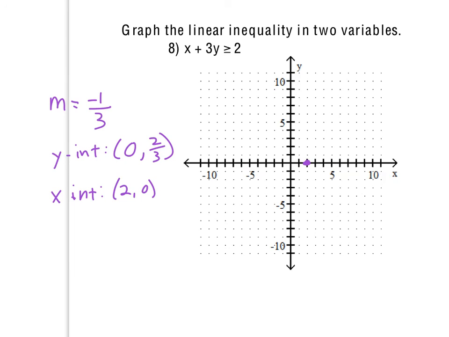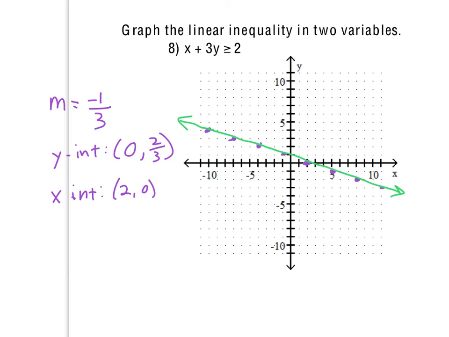Then if we go down 1, right 3, we get to some other points that we can use as well. And I can go up 1, left 3 also to get to a few other points. And then just continuing that pattern to fill that in. This one is a solid line, so it would look like this.